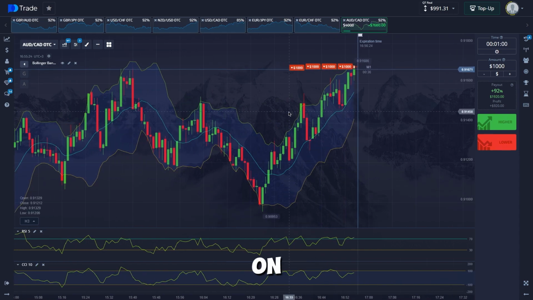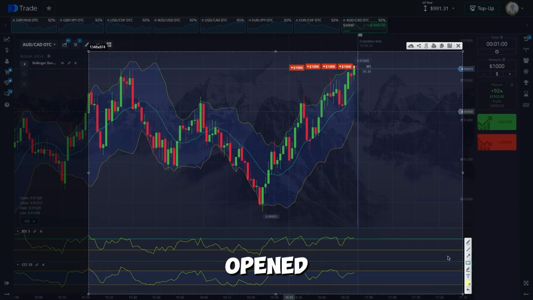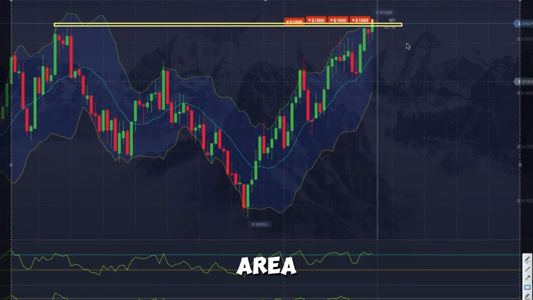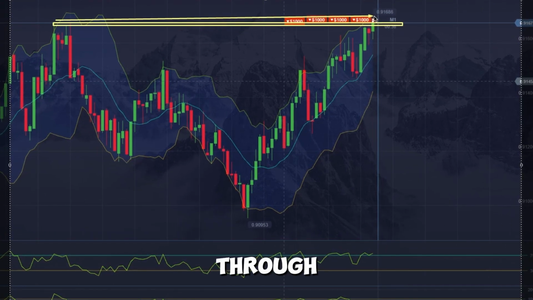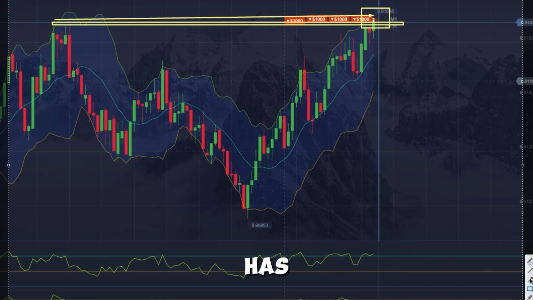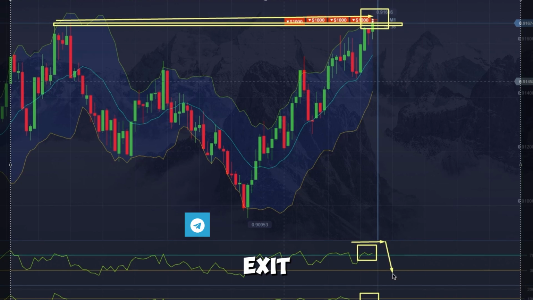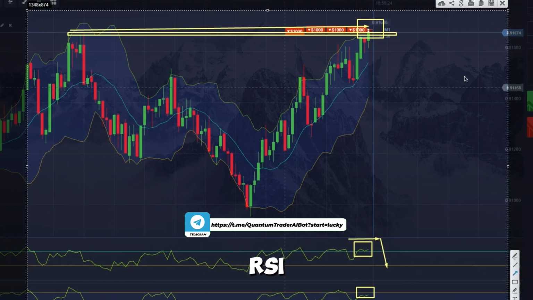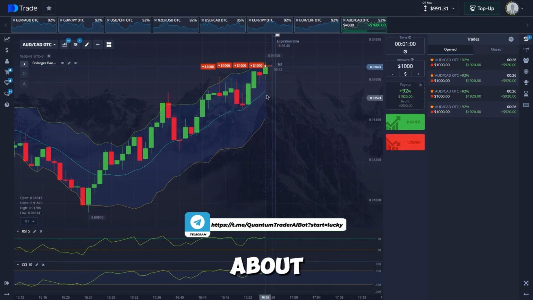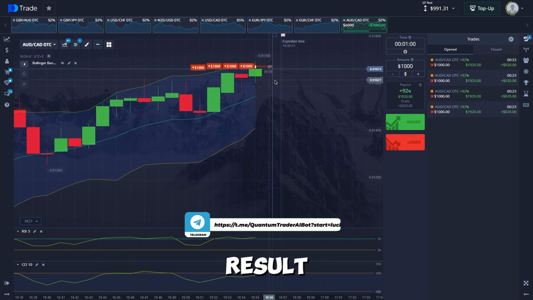The trades are open on the same principle as the previous ones were opened. We will highlight the working area. The resistance area has broken through. A new local maximum has formed. The upper Bollinger Band has touched, and I will expect an exit from the overbought area along the RSI oscillator. We have about 20 seconds left to watch the result.